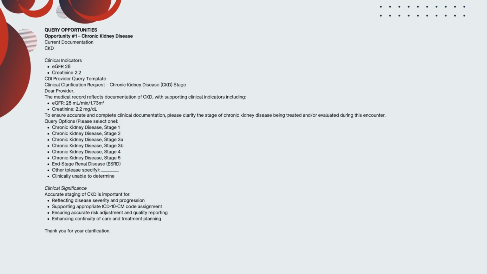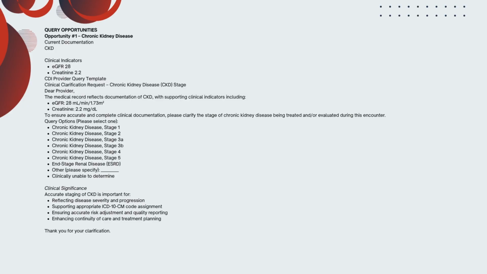Query options. Please select 1. Chronic kidney disease stage 1. Chronic kidney disease stage 2. Chronic kidney disease stage 3A. Chronic kidney disease stage 3B. Chronic kidney disease stage 4. Chronic kidney disease stage 5. End-stage renal disease, ESRD. Other, please specify. Clinically unable to determine.